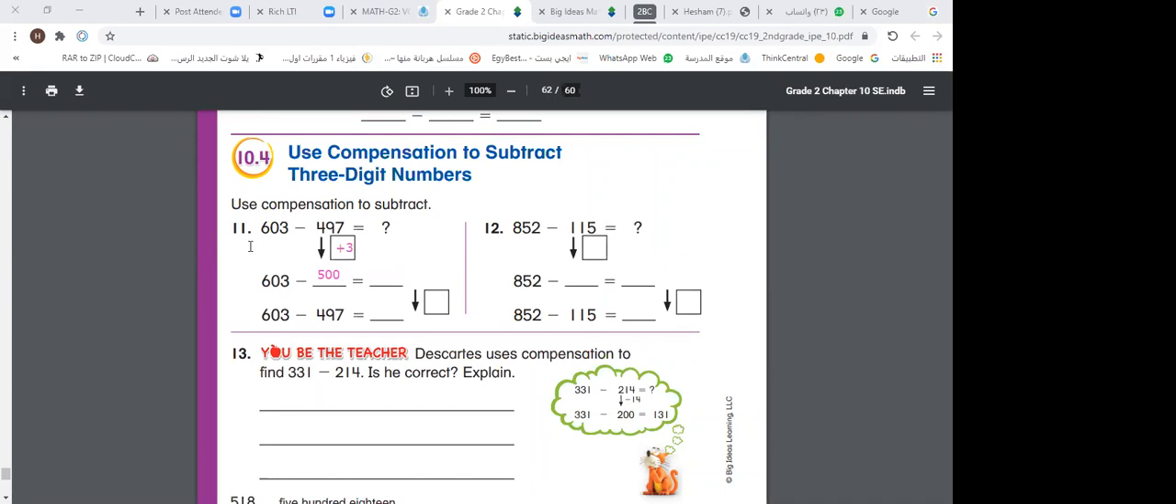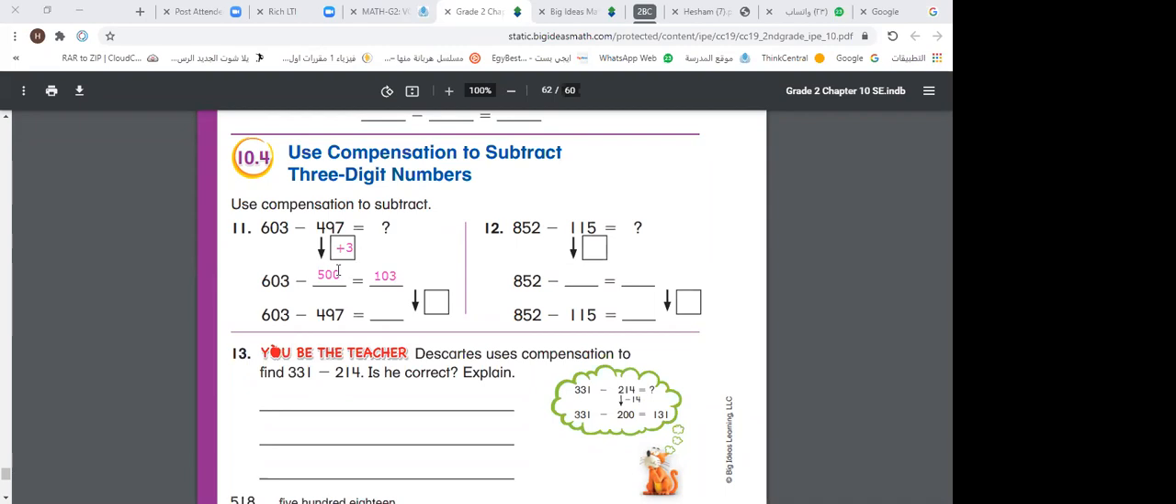Yes. Now, let's get 603 minus 500. 603 minus 500 equals what number? Equals 106. 103. Yes, 103. 603 minus 500 equals 103.